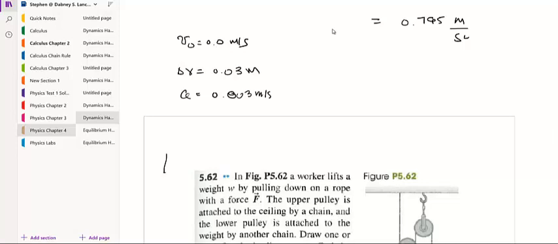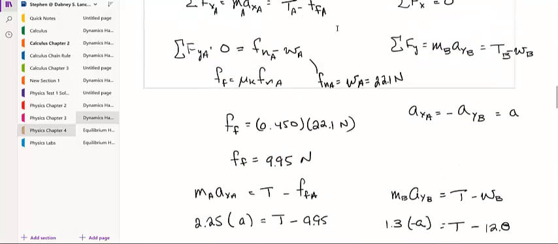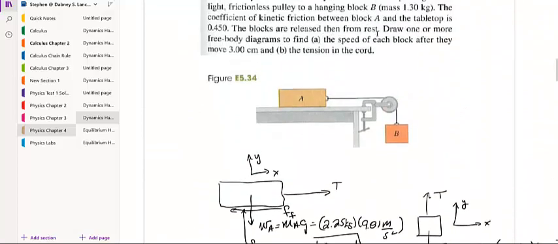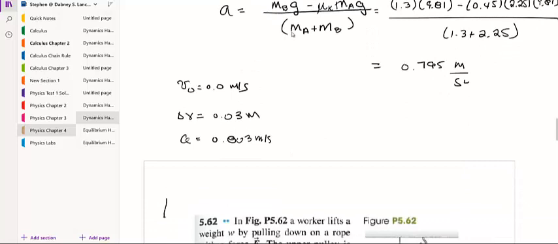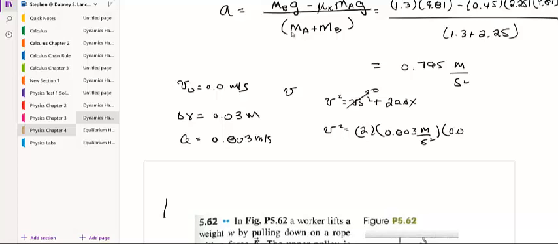And what we want to know is the speed of each block. Speed is velocity, so we want v. Which equation uses that? Well, it's the fourth one: v squared is equal to v0 squared plus 2a delta x. With v0 equal to 0, you get v squared is equal to 2 times acceleration, which is 0.803 meters per second squared, times delta x, which is 0.03 meters.